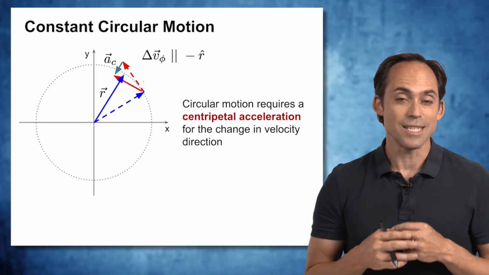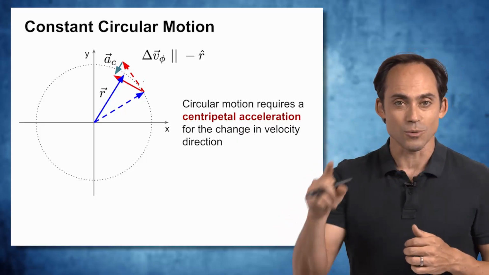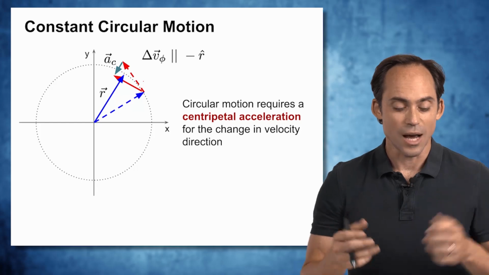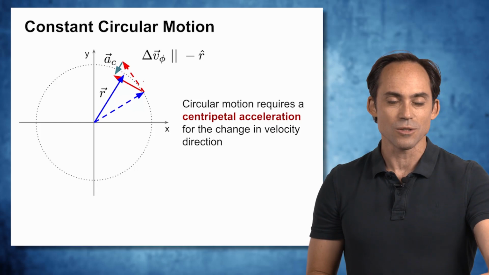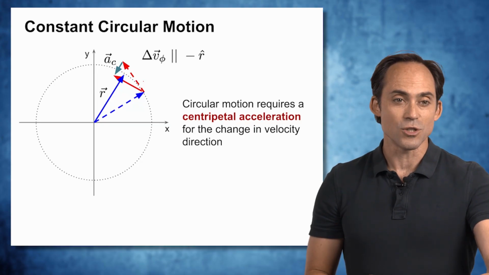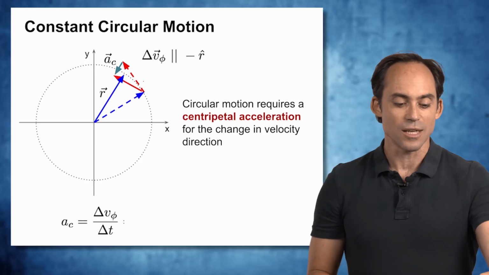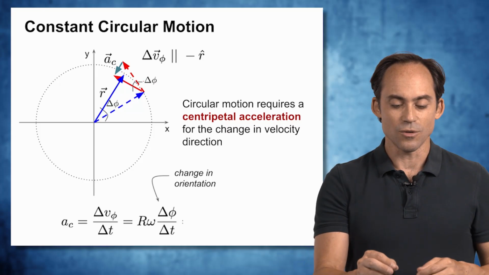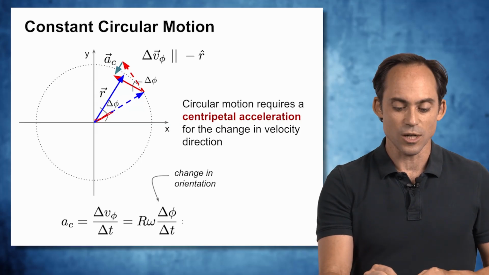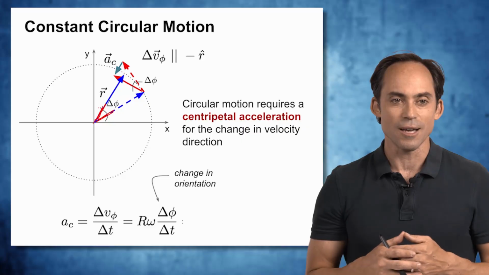That is acceleration that is needed to change this velocity vector's orientation as the object goes around in a circle. Now, how do we compute the magnitude of the centripetal acceleration? Well, we can do, again, just a little bit of geometry. Notice that the change in velocity is just related to change in angle. So we've gone from this angle, so this orientation here to this orientation here. That is a change in angle delta phi.